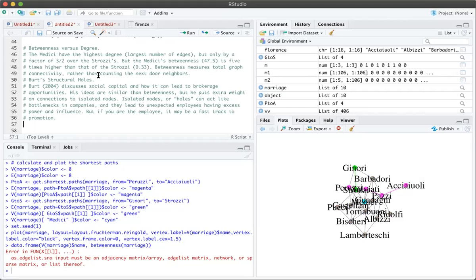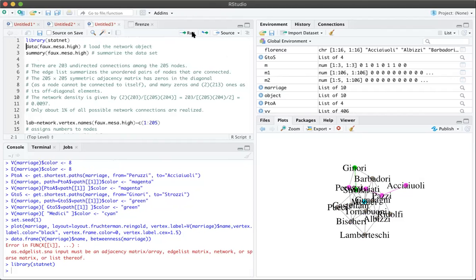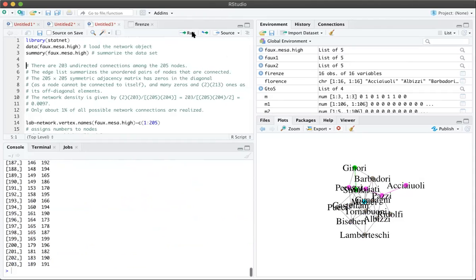Now we move on to the second example, which is connections in a friendship network. The second example represents a simulation of an in-school friendship network for a school community in the rural western United States, with a student body that is largely Hispanic and Native American. So we load in the library, we load the network object, and summarize the data.